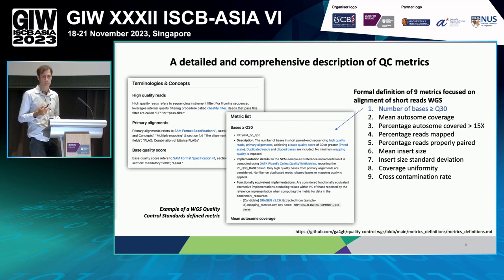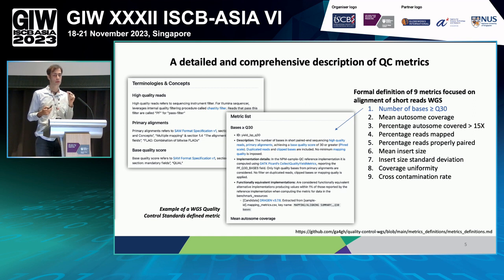What we have produced and what is available as the result of this working group as of today is a formal definition of 9 QC metrics, currently focused on the alignment of short reads of human whole genome sequencing, because we need to start the discussion somewhere. We have a list of 9 metrics with a formal definition in plain English, where every term is well defined, and the community agrees on that definition.